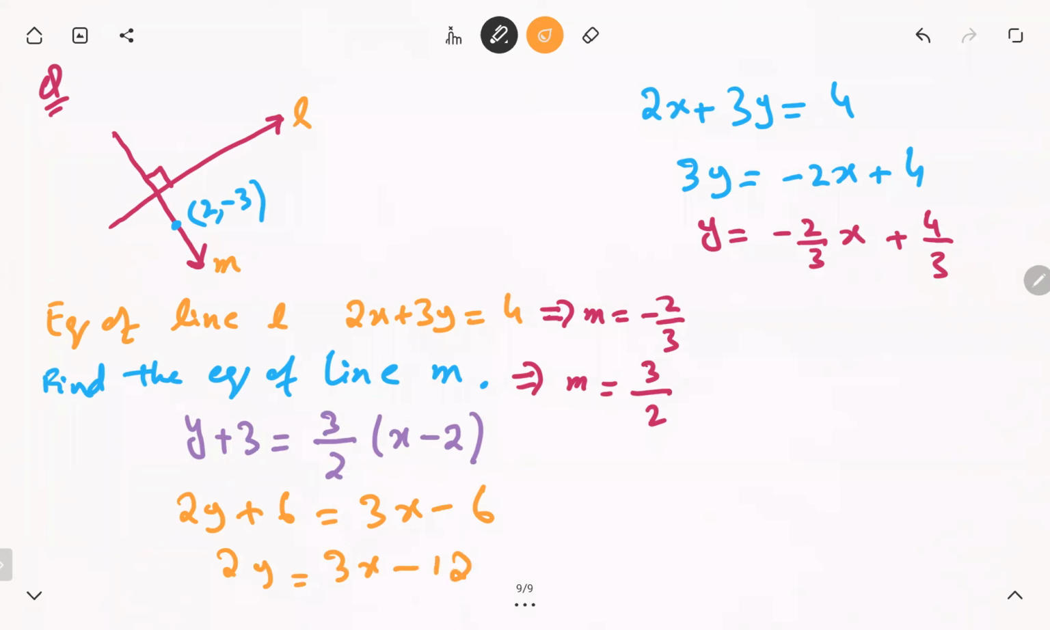If you have written some other form, or shifted x to the other side, you can match your answer accordingly. So I'm getting the answer 2y is equal to 3x minus 12. Any question? Let's move forward.